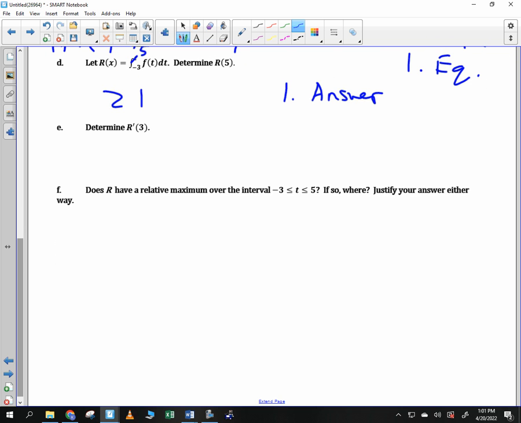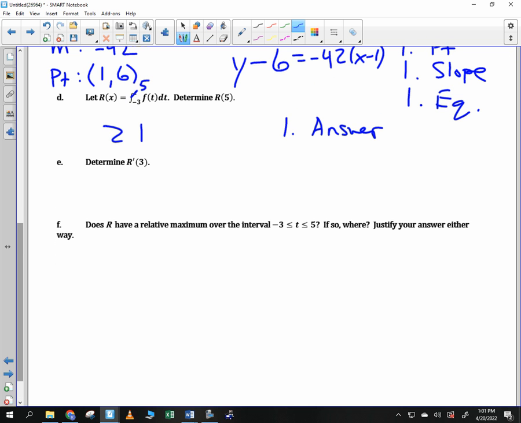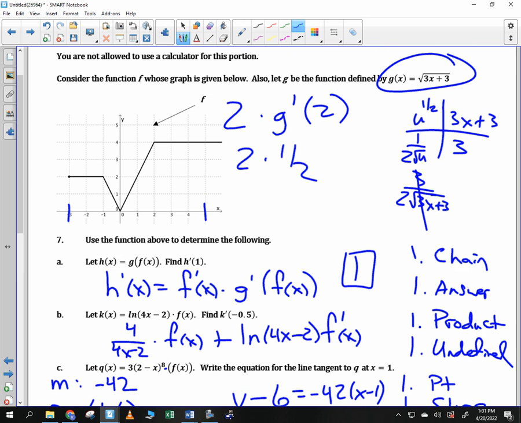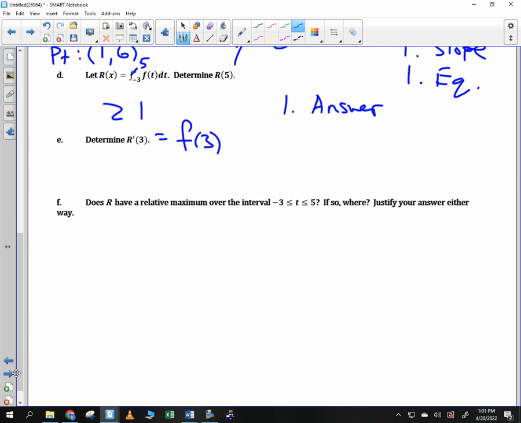And then determine r prime of 3. R prime of 3 is the same thing as f of 3. And so we're going to locate f of 3. As you can see, f of 3 is simply 4. 1 point for the answer.